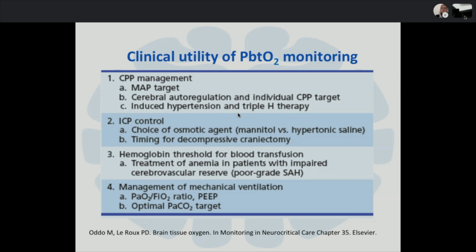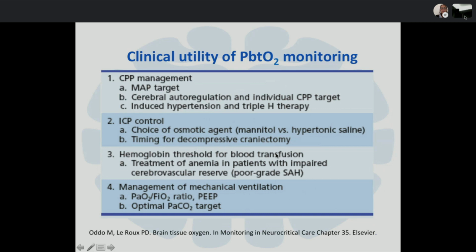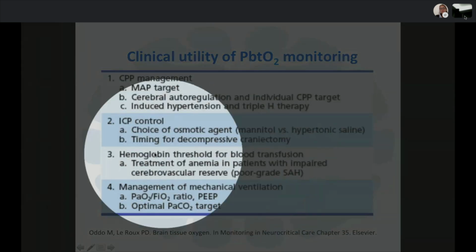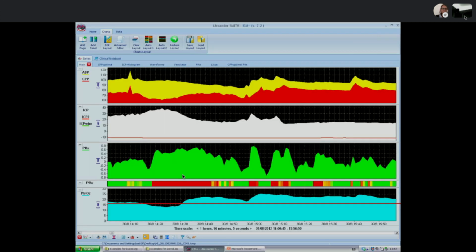importance. Obviously, we need to control the ICP, the intracranial pressure, which is actually related to the PbO2 in the brain. We need to be careful about the hemoglobin threshold for blood transfusion, and we need to be careful about the systemic oxygenation, so PF ratio, PEEP, the optimal PbO2 target, etc.